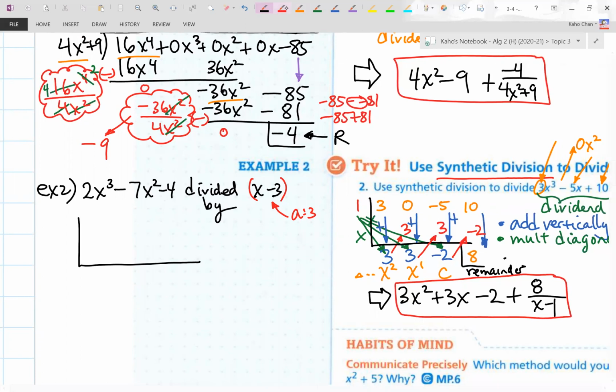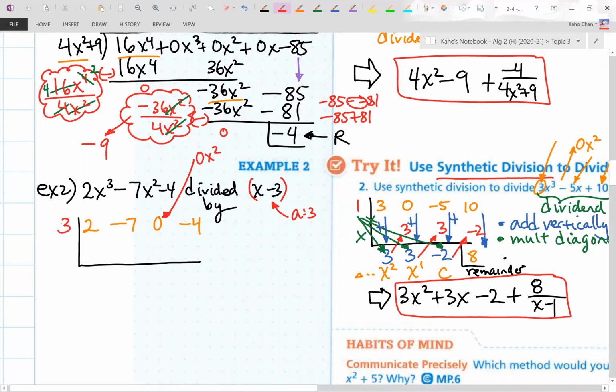And in this case, I'm going to put the coefficients here. We have a 2 for x cubed. We have a negative 7 for x squared. We are missing an x, aren't we? So we've got to put a 0 for x as a placeholder. And negative 4 is a constant. Place your a value 3 off to the left. And remember the rules are add vertically, multiply diagonally.